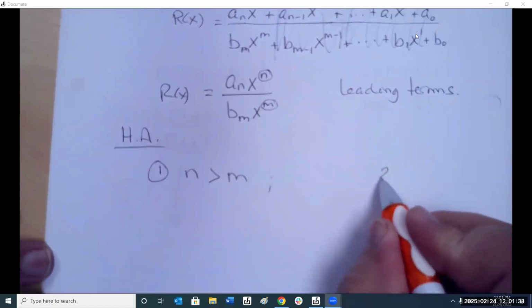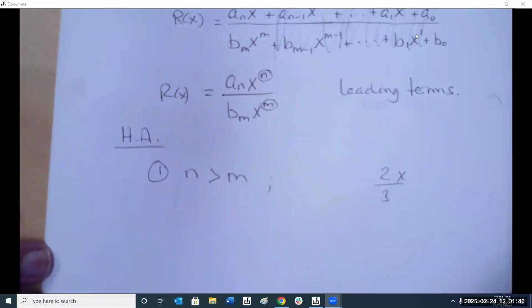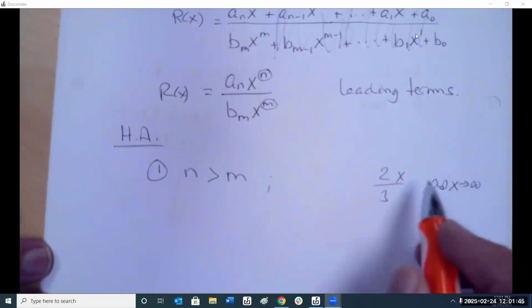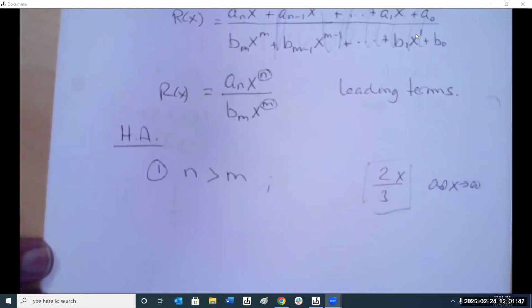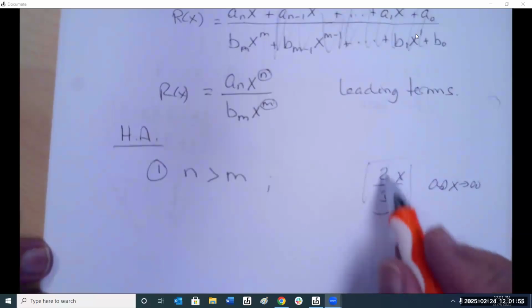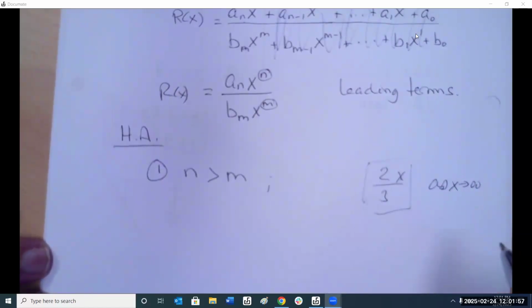So if I had an equation 2x over 3, and as x goes to infinity, where does this go? When x is 1, we get 2/3. When x is 2, we get 4/3. When x is 3, we get 6/3. What's happening to the numbers? They're getting bigger and bigger.